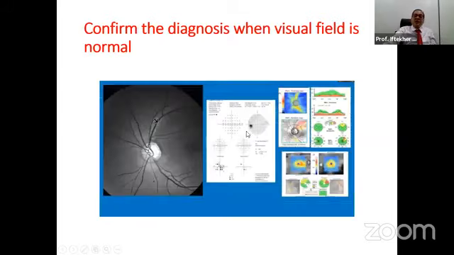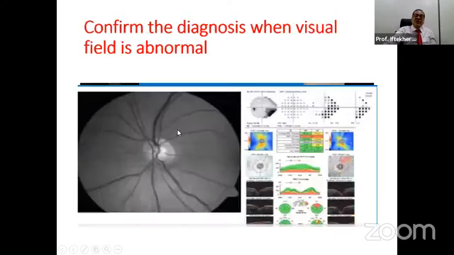When the field is normal, how can we proceed? Your field is normal, but in the OCT we see a nerve fiber defect in the superior region. When I reassess with the red-free light, the fundus shows in the supratemporal region there is a nerve fiber layer defect.